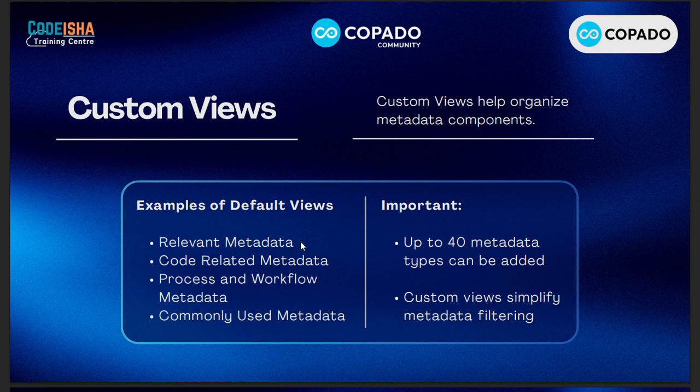And here's the important point when we are going with the custom views. Each custom view can have only up to 40 metadata types added, and custom views simplify metadata filtering. So this is custom views in Copado.